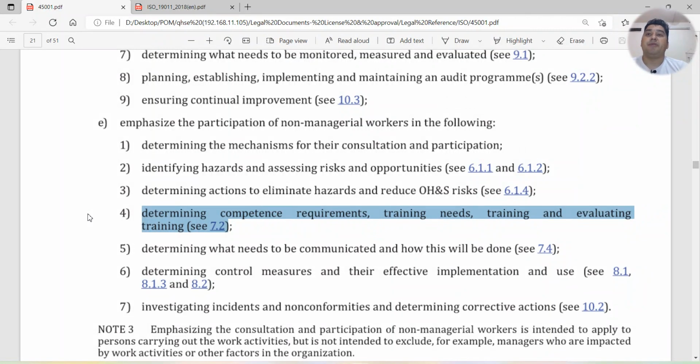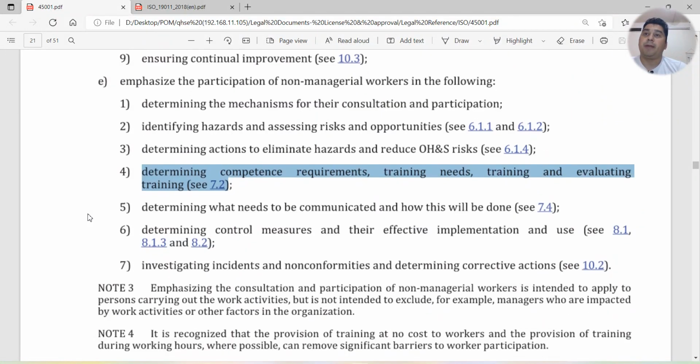Okay, so these are the different ways you have to use to make sure that workers are getting proper training, the training they require for the particular task, and to make sure that they are getting sufficient and adequate training to avoid any hazard and risk.